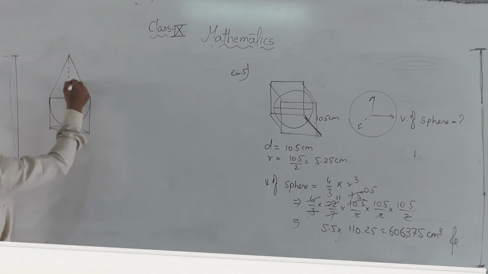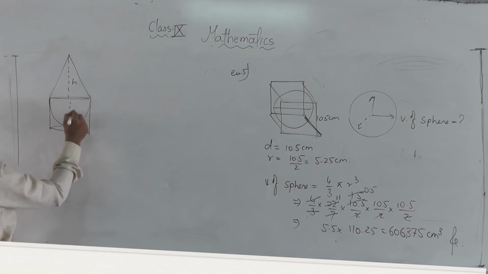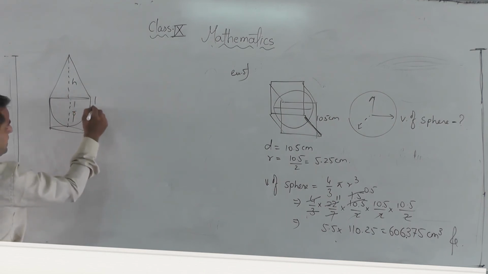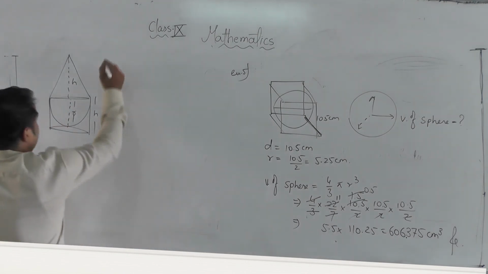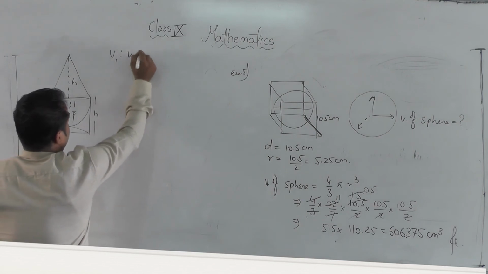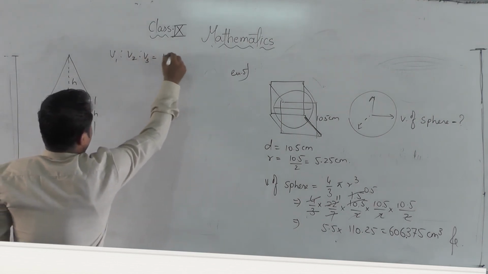Mean this height and this cylinder height are same. Okay, and their bases are same, means their radiuses are same. Now, show that their volumes are in ratio 1:2:3. You need to show their volumes ratio, which is 1:2:3.